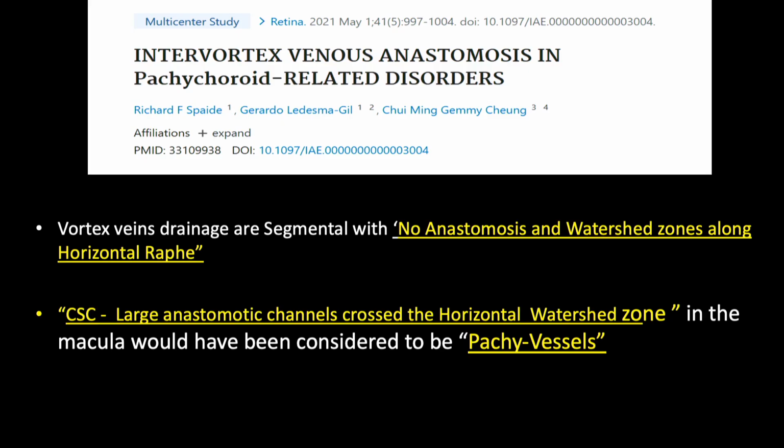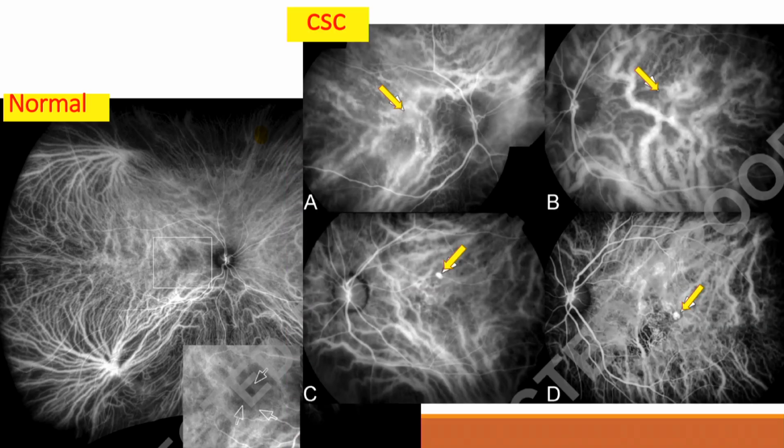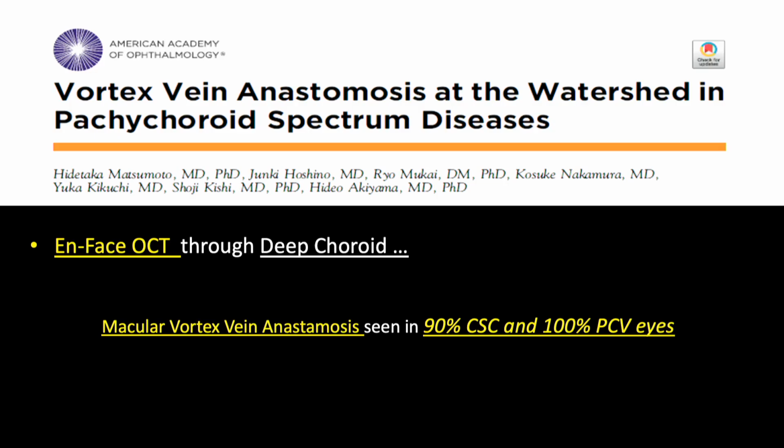So one more biomarker, very recently using en face OCT, it has been shown that there is intervortex anastomosis in CSC. In the choroid, there is intervortex anastomosis between the superior and inferior vortex vein systems. Normally, the horizontal raphe is not obliterated. When you see CSC, you see these large caliber vessels obliterating the horizontal meridian. This is something called intervortex anastomosis.